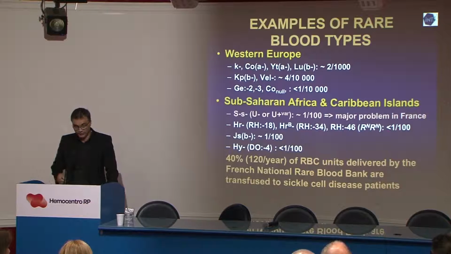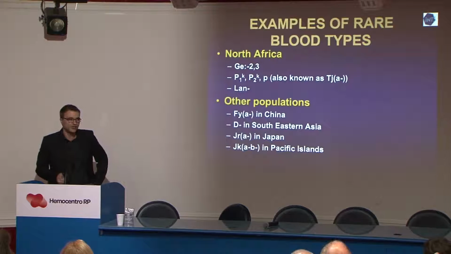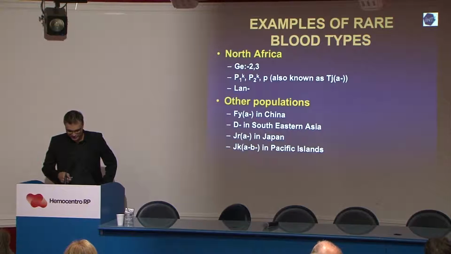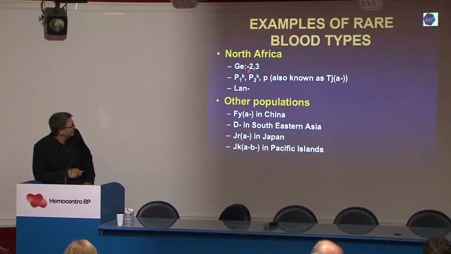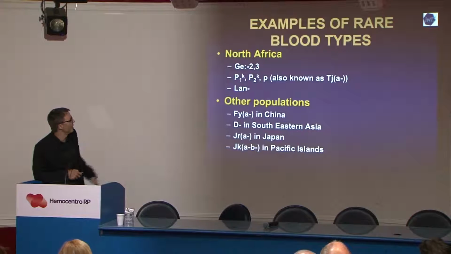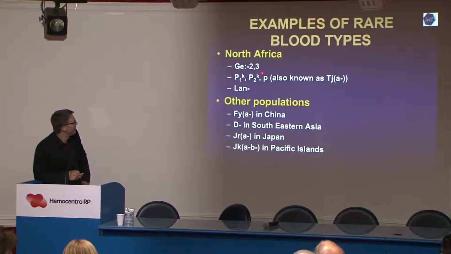In North Africa, the situation is not the same as in sub-Saharan Africa. We face some specific rare blood types, these ones. So you see here, it's not Gerbich minus 2 minus 3, but it's Gerbich minus 2, 3. So it's not the same one as the one before, and they don't make the same antibody. This one is quite frequent in North Africa and also in Middle East countries.